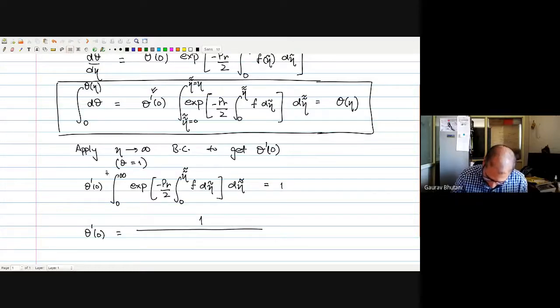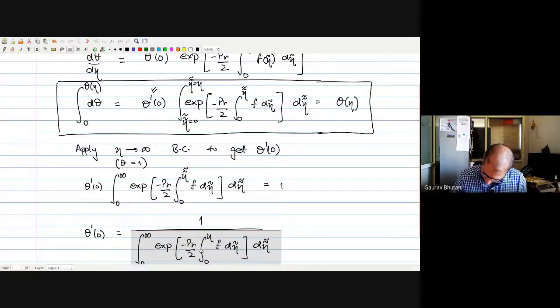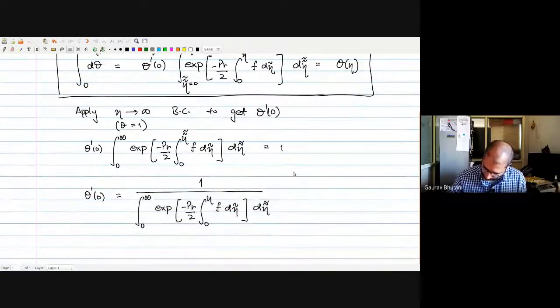I'm a bit lazy here, so I'll simply copy this and paste it here. It's the fun thing about using smart devices. Let me just check I didn't miss out on anything. So this is my theta prime 0.